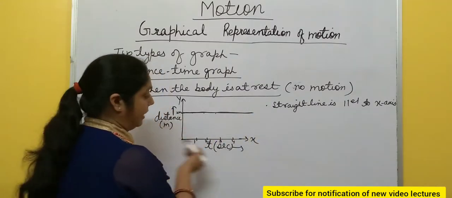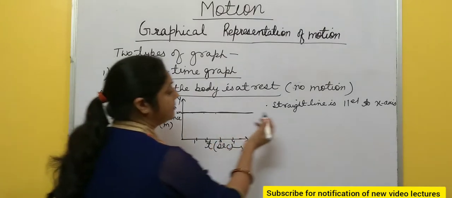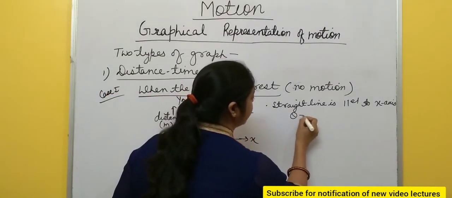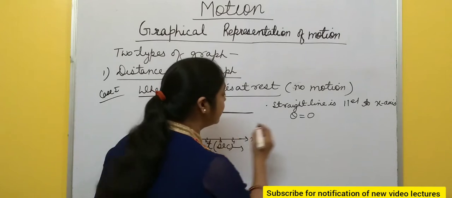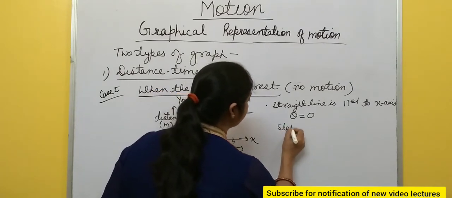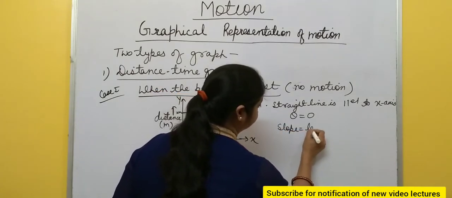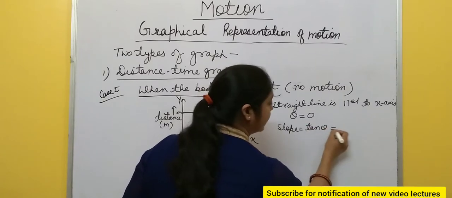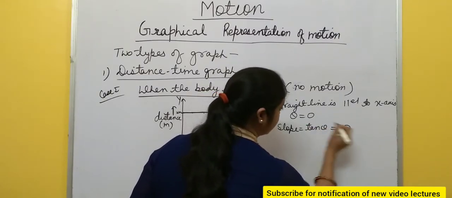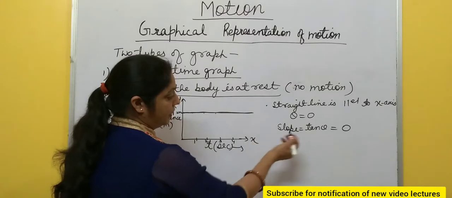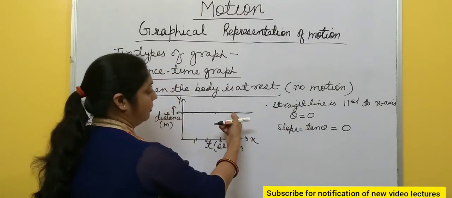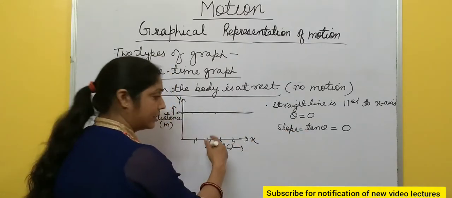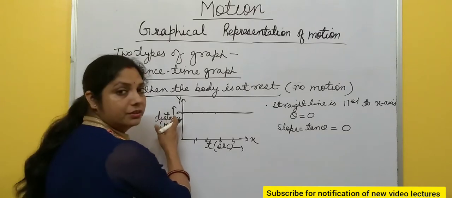If this straight line represents motion of an object and it is parallel to this x-axis, the time axis, then angle theta is what? It does not make any angle. Angle theta is 0. It means slope is what? Tan theta, right? So tan 0 is 0, because tan theta is y-axis by x-axis.